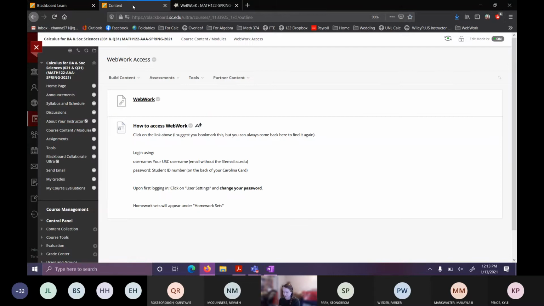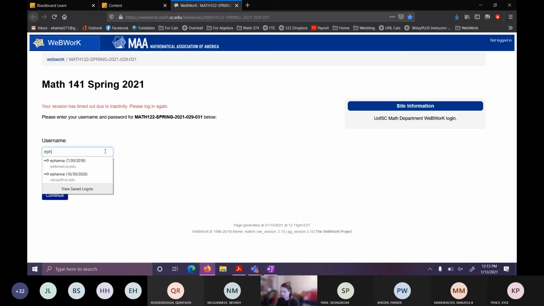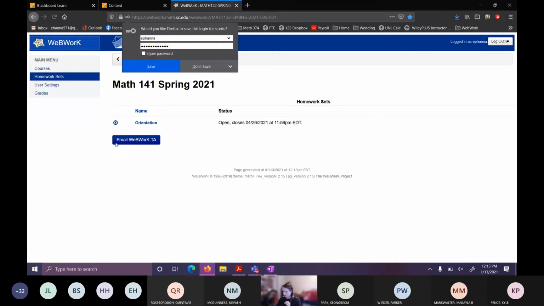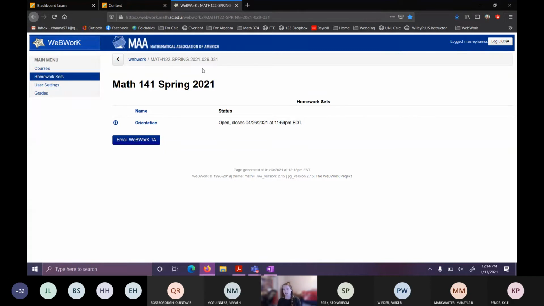And now this is where for some people it worked and for some people, for some reason it didn't. Your username should be your USC username. So essentially what you use to log into Blackboard, essentially your email without the @ email stuff. And then your password should be your student ID. Your student ID is on the back of your Carolina card if you don't know it off the top of your head. And it has the letter in the front, and be careful because the letter should be capitalized. So if you go to WebWork, hopefully your login will work. If it doesn't, shoot me an email.